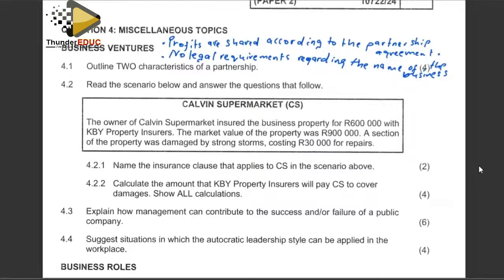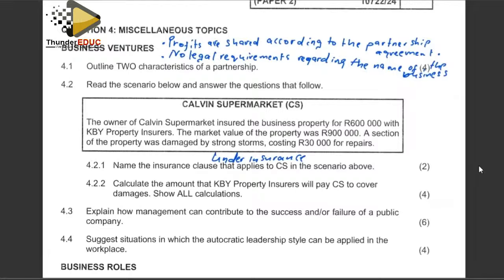Okay, right. So now 4.2.1 reads as follows. Name the insurance clause that applies to CS in the scenario above. The clause that applies here is underinsurance. This is underinsurance. So now let's move on to 4.2.2. Calculate the amount that KBY property insurers will pay CS to cover damages. Then show all the calculations.